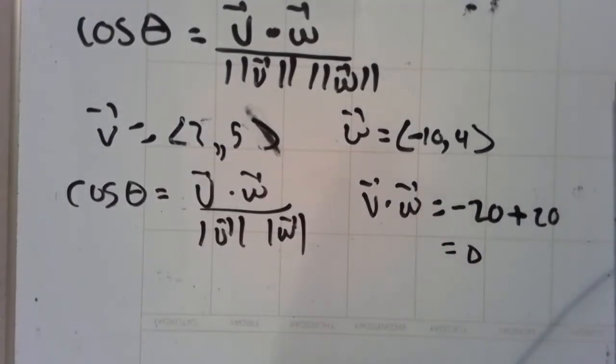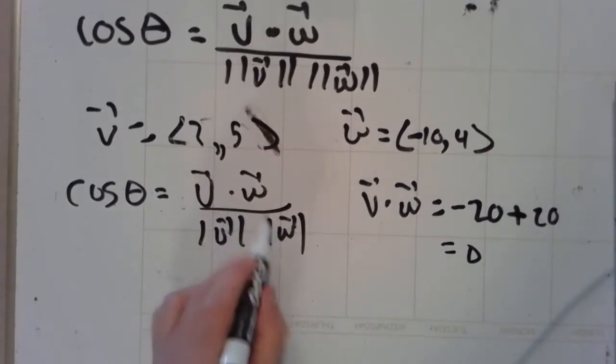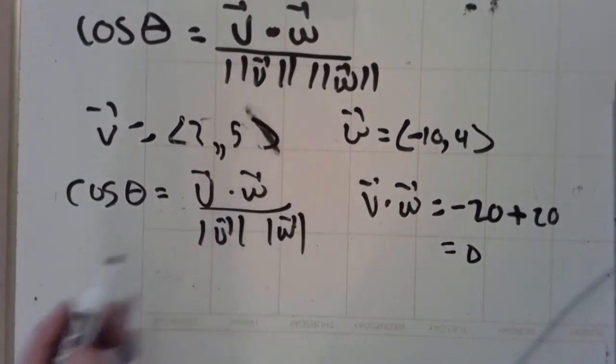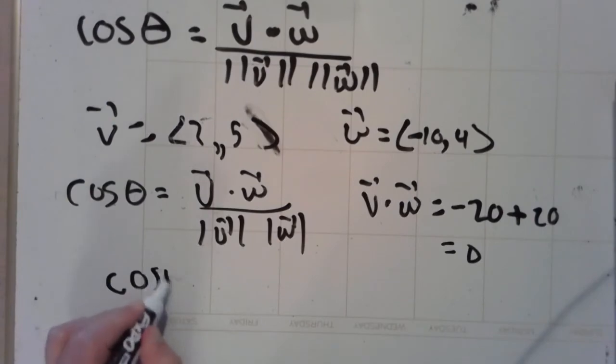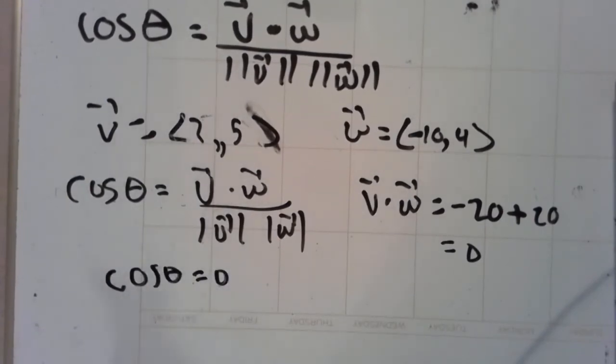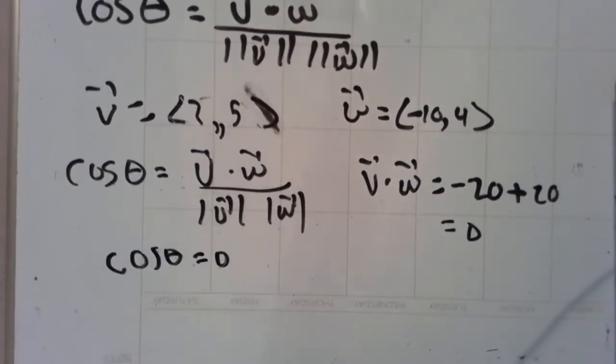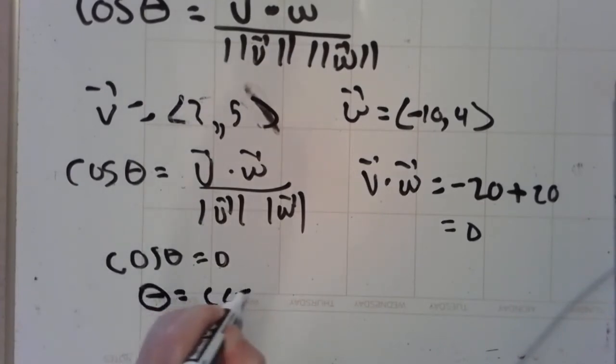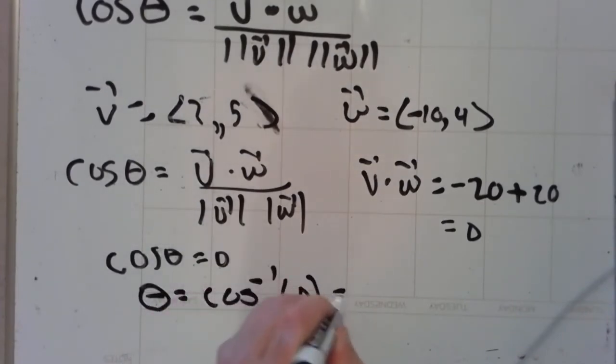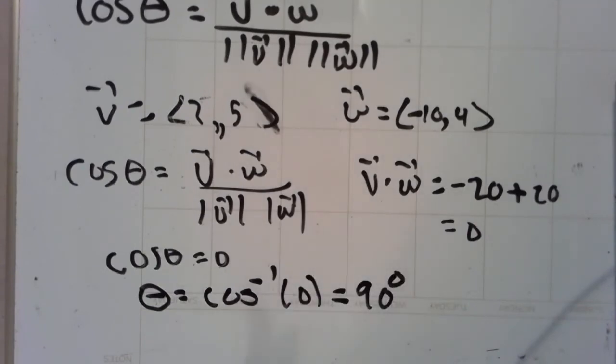I get 0. Now, it doesn't matter what I get here. 0 divided by anything is 0. So cosine of theta must be 0. And then a lot of times, this is a common mistake, people will say the angle is 0. No, cosine of the angle is 0. Inverse cosine of 0 is 90 degrees.